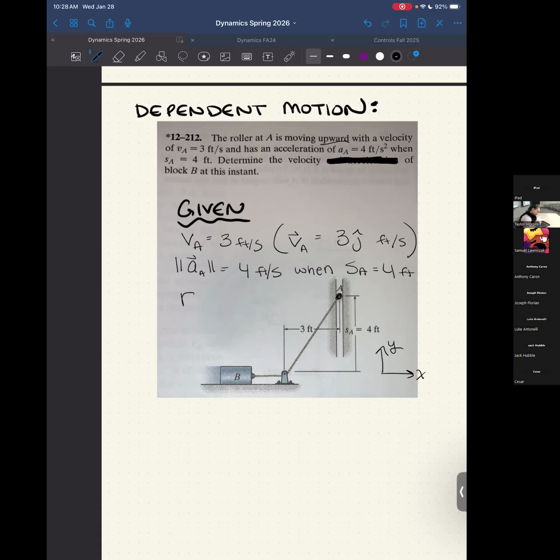All right, and then what am I being asked to find? How do I write that in math? V of B. Yes, with a vector or not with a vector? With a vector, yes. They're asking you for the vector velocity of B, specifically at this instant when SA is equal to 4.